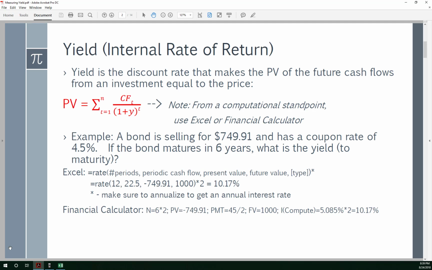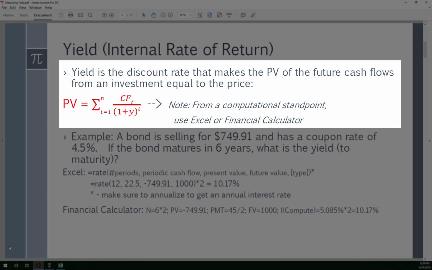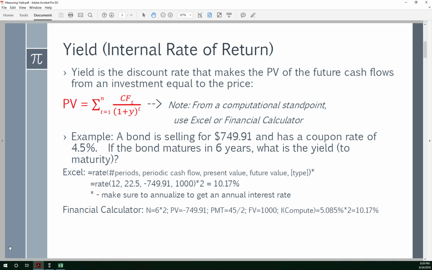So let's get started here by looking at the idea of yield, which is really just an internal rate of return. So yield is the discount rate that makes the present value of all the future cash flows from an investment equal to the price that you pay up front. So here's a little formula here. From a computational standpoint, we're just going to be using Excel or probably more frequently a financial calculator, but it's good for you to know how to do these calculations in both.